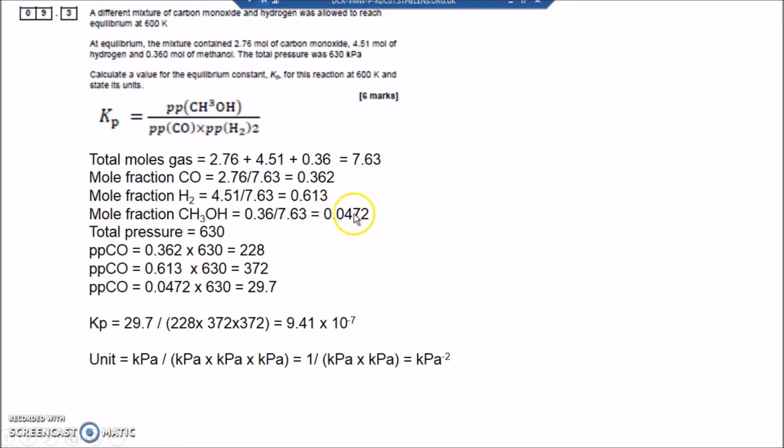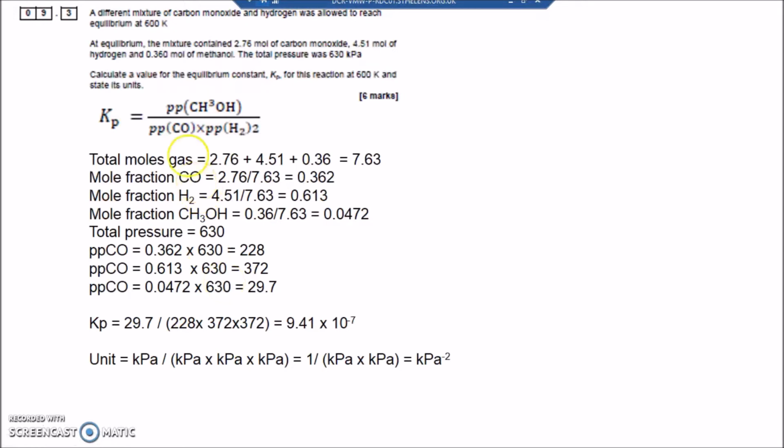I've got 0.0472. That's the fraction of the gas in the mixture that is methanol, and so out of its contribution to the 630 kilopascals, multiply these two numbers together, 29.7 kilopascals of pressure come from the methanol.